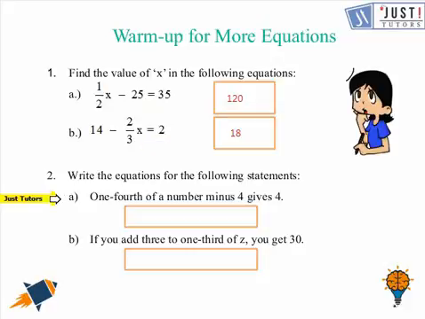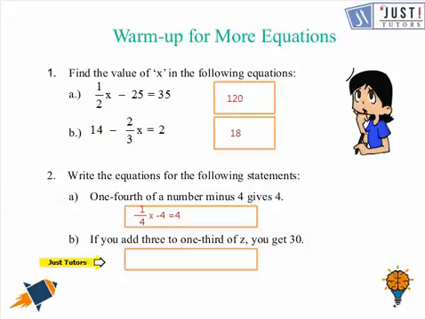Let's come to question number 2. Write the equations for the following statements. 1/4 of a number minus 4 gives 4. So here remember that the number has not been given yet, so we'll be taking any variable for it. Let us suppose x this time. So that will be 1/4 of x take away 4 is equal to 4. This is how that equation would look like.